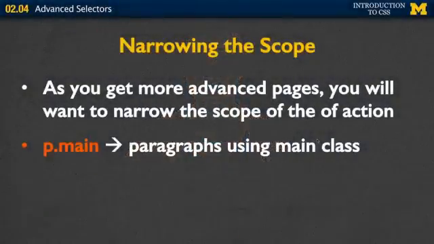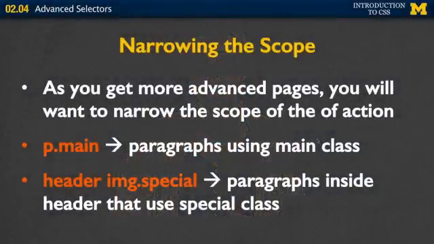As your pages get more advanced, you're going to want to narrow the scope of some of the rules. We only want to apply them to certain things. And one of the notations you can use for that is the dot. So in your style sheet, you would actually have p.main. This means go and find all the paragraphs that are using the class main. Or you might have header image.special. This would mean find all of the images that have image class equals special that belong in the header. It's just a way for you to really reduce what's being styled.